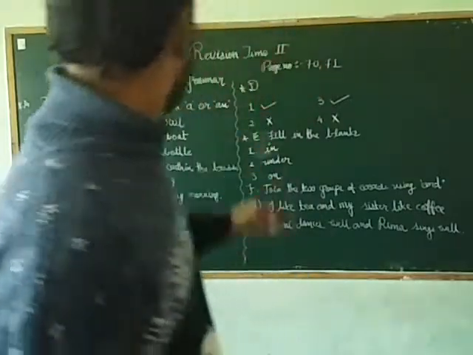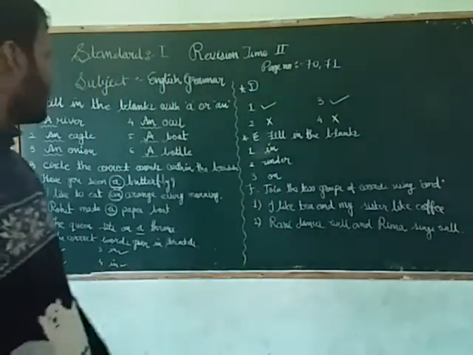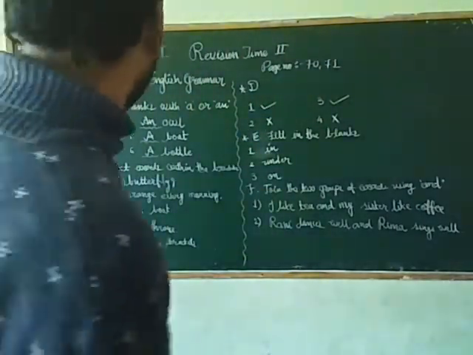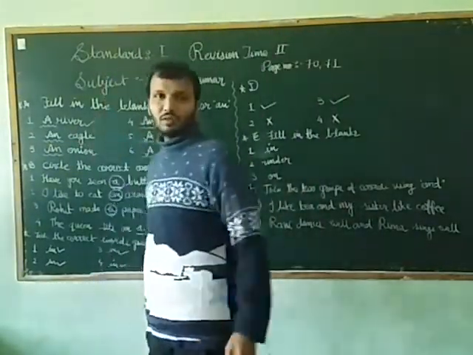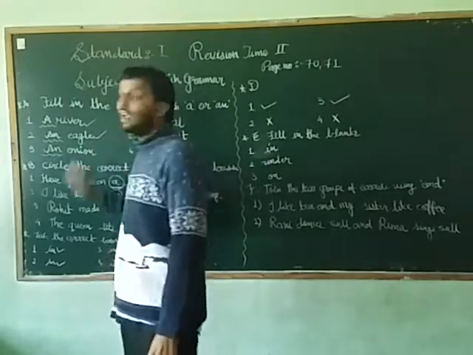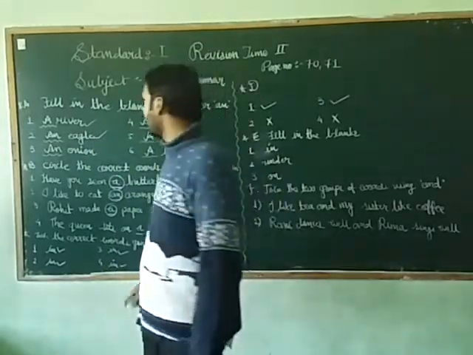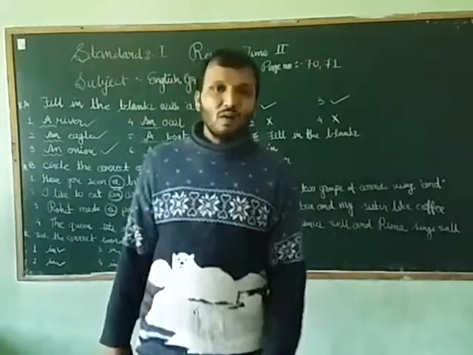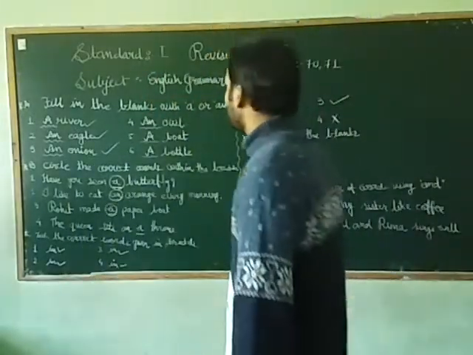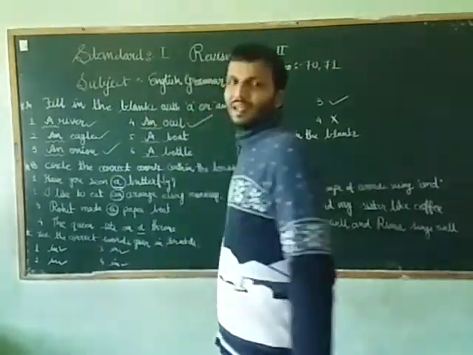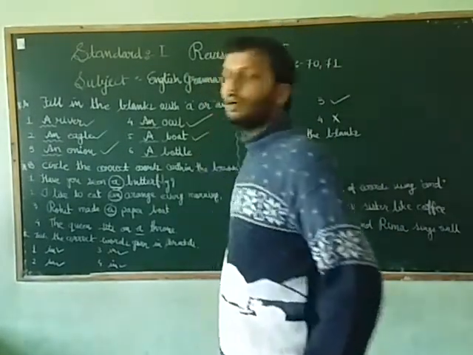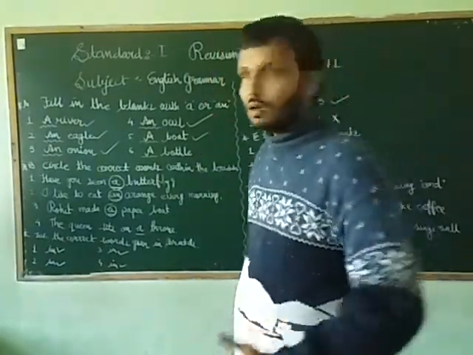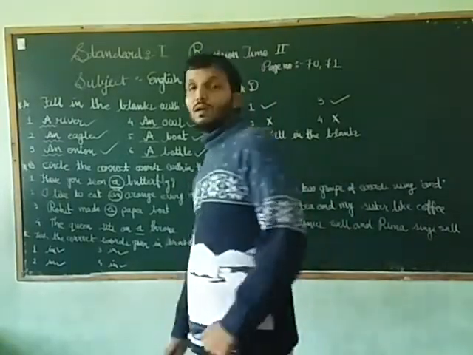A number, filling the blanks with a or an. First number, a river. Second number, an eagle. Third number, an onion. Fourth number, an owl. Fifth number, a boat. Sixth number, a water.